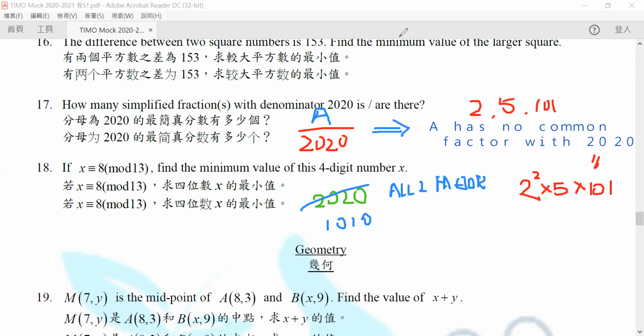So now we want to cross out all factors of 5. How many factors of 5 are within 1010? It should roughly be 1010 divided by 5, which is equal to 202. So we need to cross out 202 of the 1010, and what we remain is 808, right?